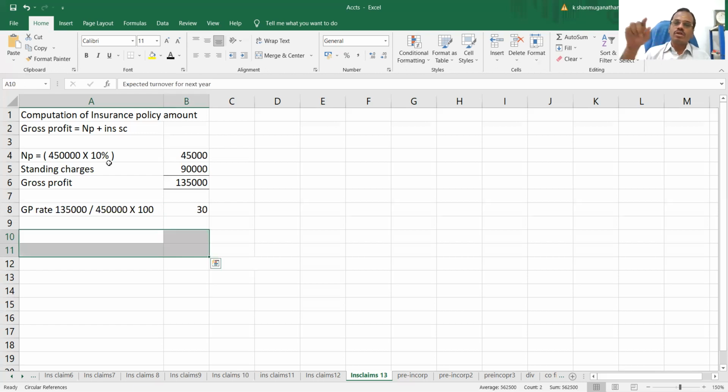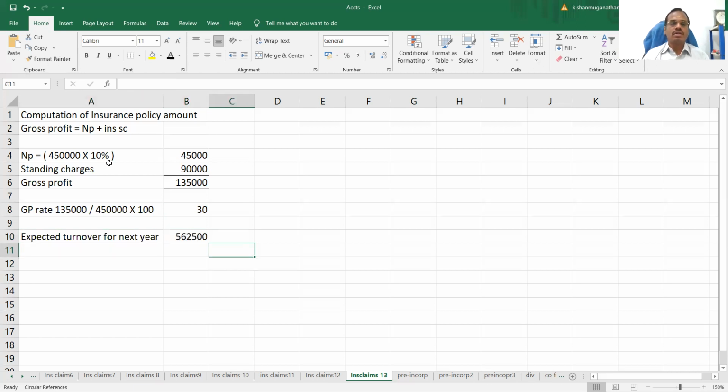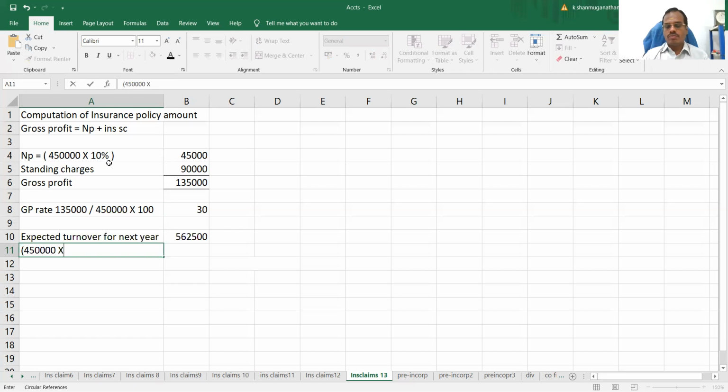Current year is 4,50,000, and a 25% increasing trend is given. Add that, and you will get next year's sale. That would be 5,62,500. If you are interested in how this value has come, it is very easy. Take 4,50,000 into 125, and you directly get next year's turnover in one line. If you want to present it systematically, take 4,50,000, add 25%, and it will tally with 5,62,500.